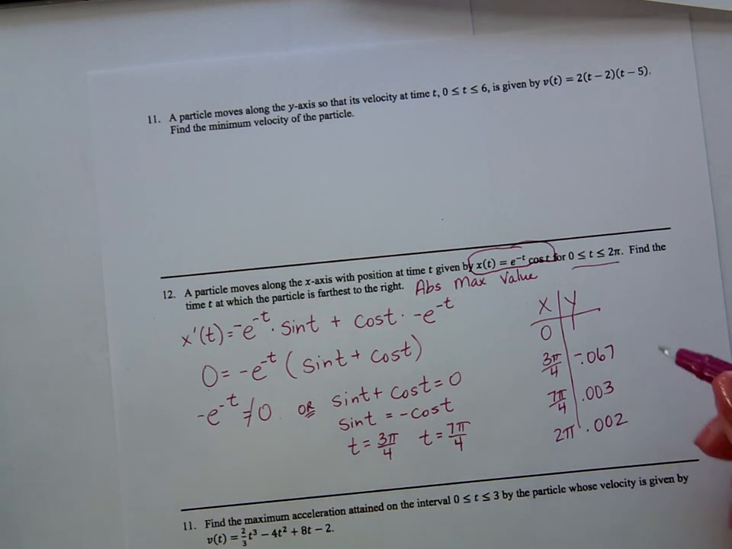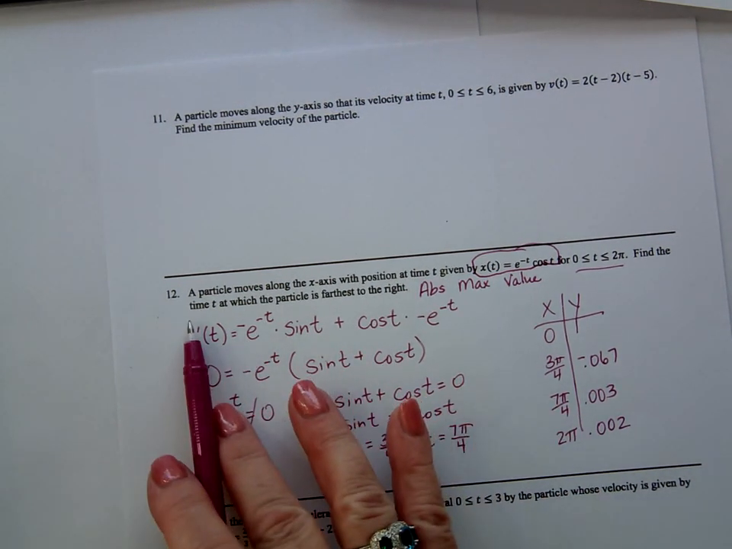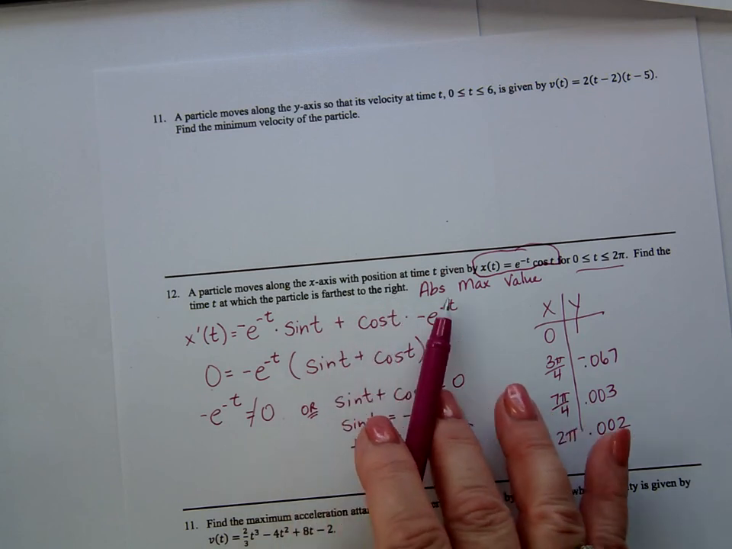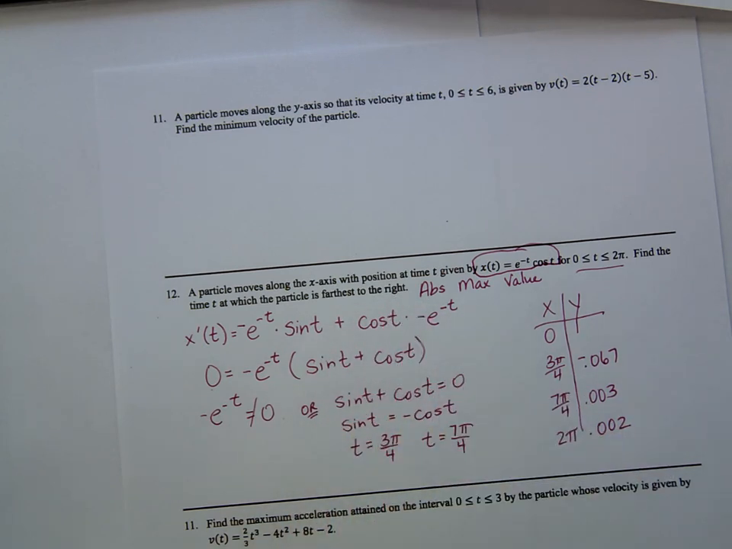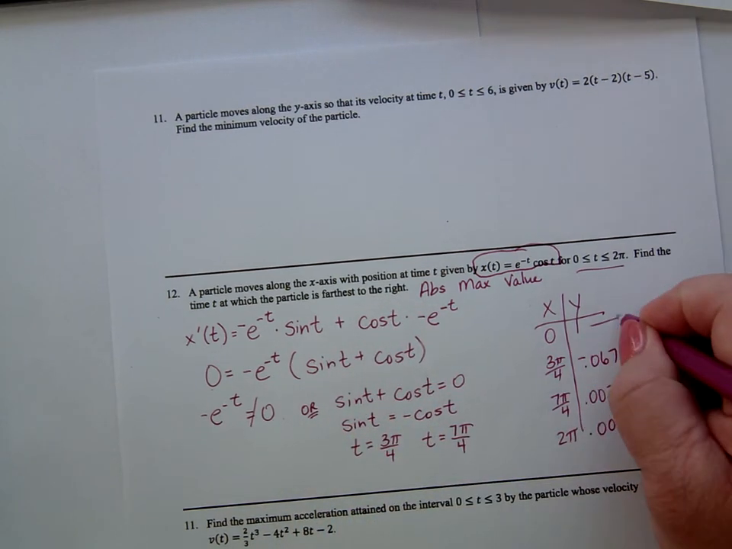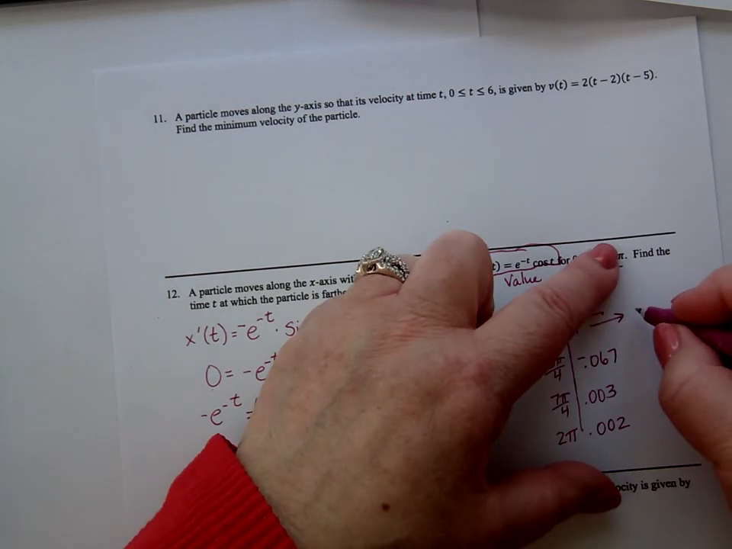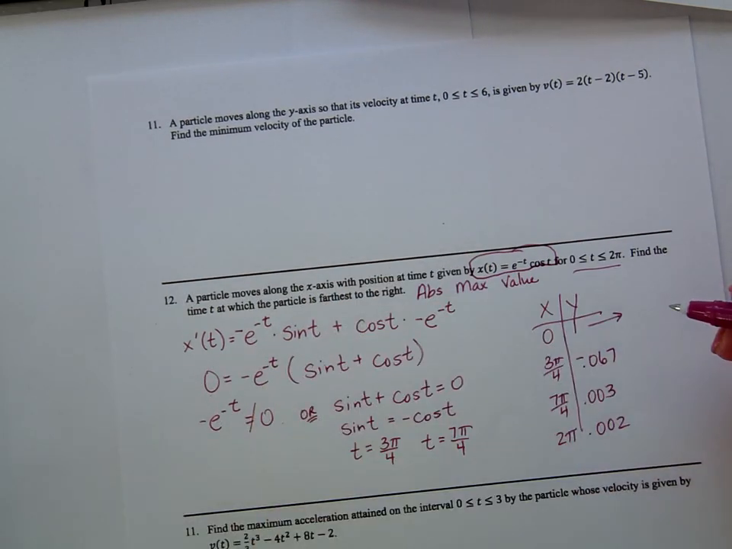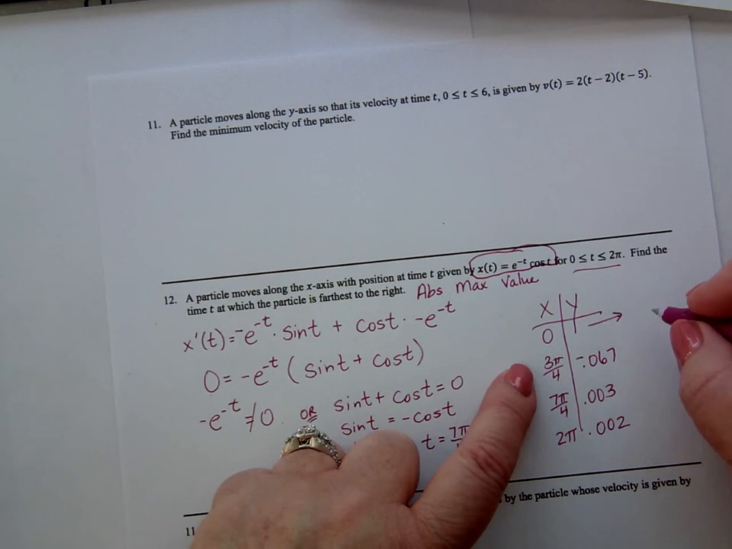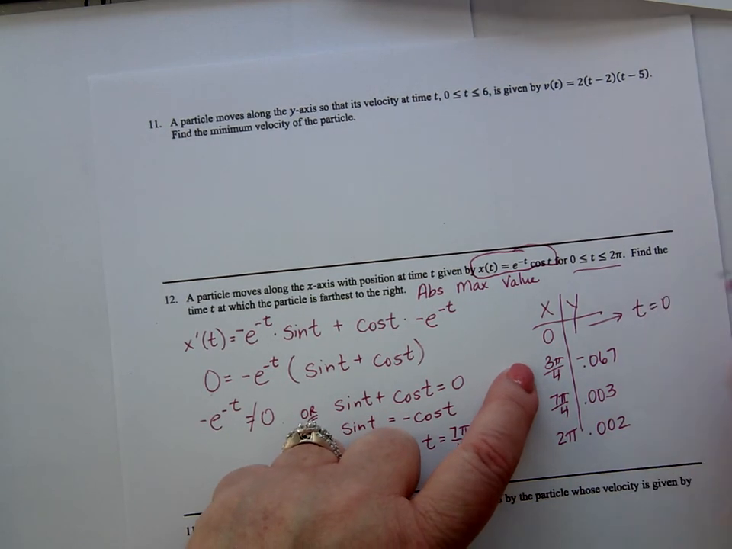Question says, find the time when it's farthest to the right. I want the absolute maximum value. When is it farthest to the right? That would be at this guy right here. So what do they want? At time t. Find the time. So at t equals 0, it is farthest to the right because that gives me the biggest y value, which is a 1.